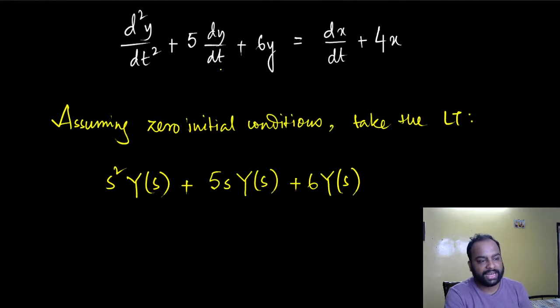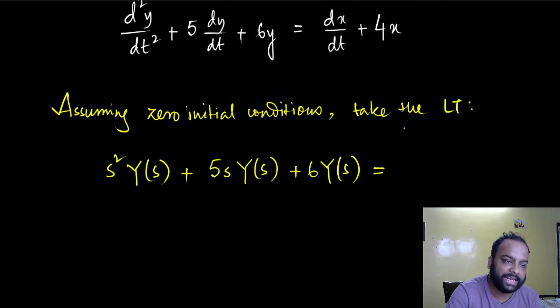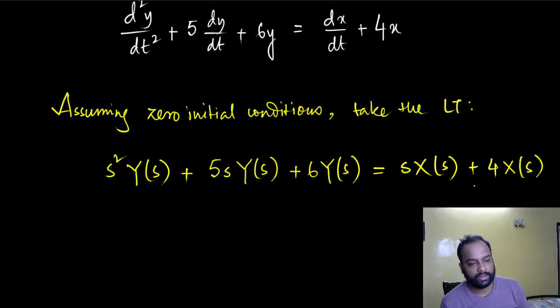So the Laplace transform of the derivative of y(t) would be sY(s). The Laplace transform of the second derivative of y(t) would be s squared Y(s). And similarly, the Laplace transform of the first derivative of x(t) would be sX(s), and here 4X(s), right? Again, if you don't understand this line, let me know.